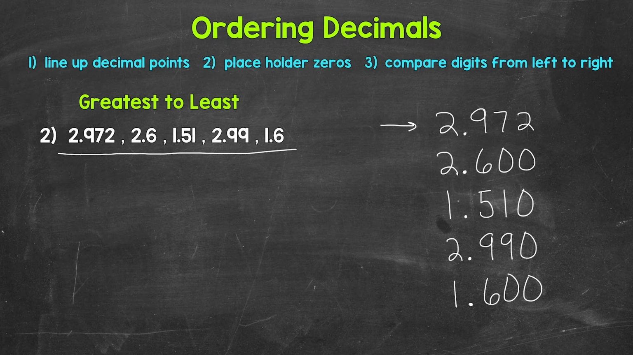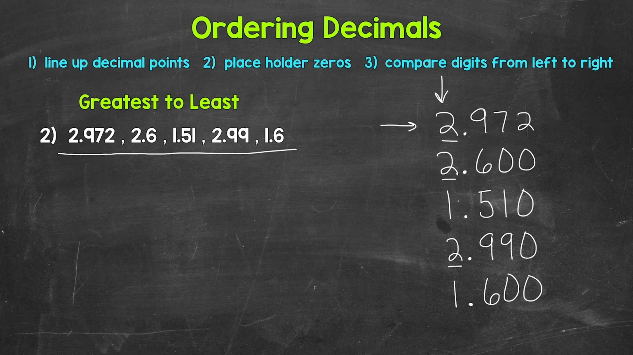Now we move on to comparing digits from left to right. So we can start putting these in order from greatest to least. So we'll start with the place furthest to the left, and we will work our way right. The place furthest to the left here is the ones place. So that's going to be our greatest place value. We have a 2, a 2, a 1, a 2, and a 1. And since we are going from greatest to least, we want the largest digit in value. That's going to be these 2's.